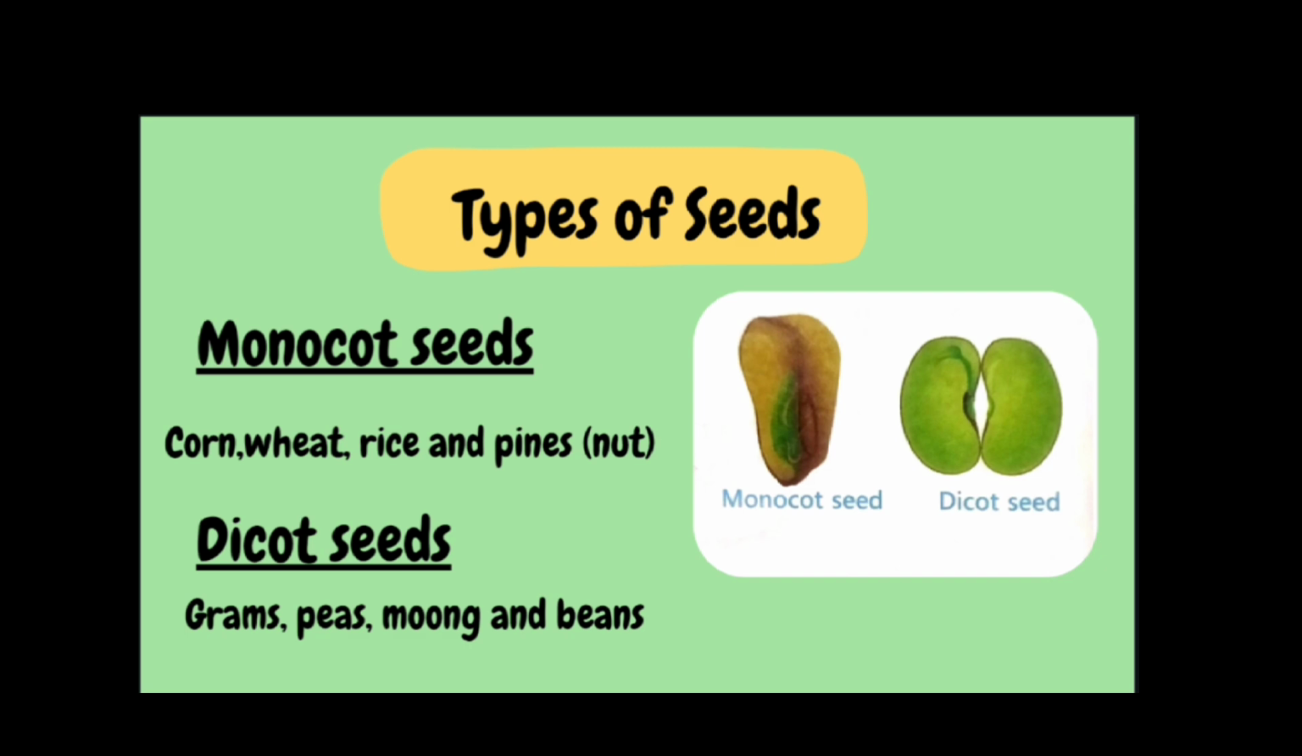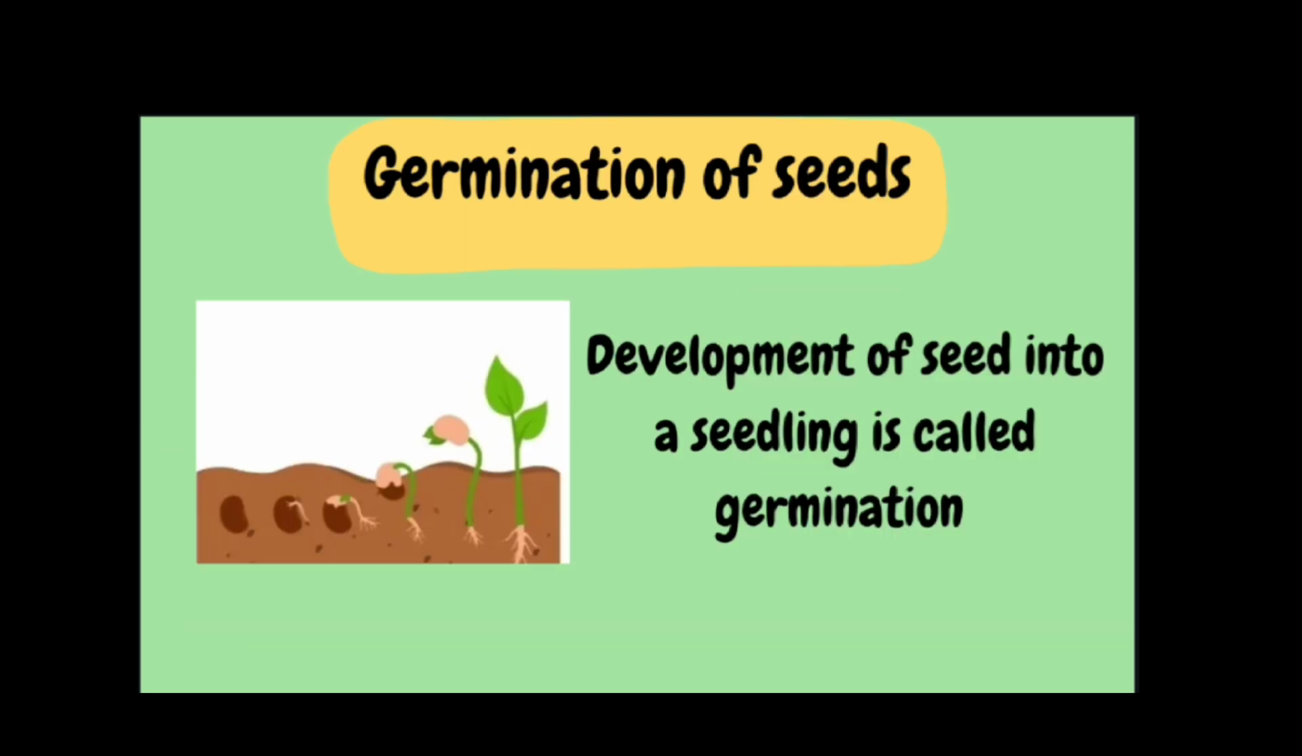Based on the number of cotyledons present in seeds, seeds are of two types: monocot seeds and dicot seeds. Monocot seeds are corn, wheat, rice and pines. They have one cotyledon, while dicot seeds have two cotyledons. Examples are grams, peas, moong, and beans.